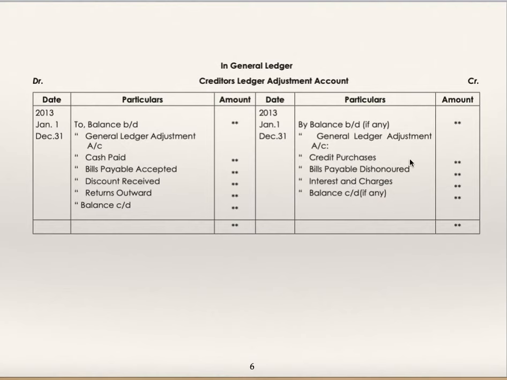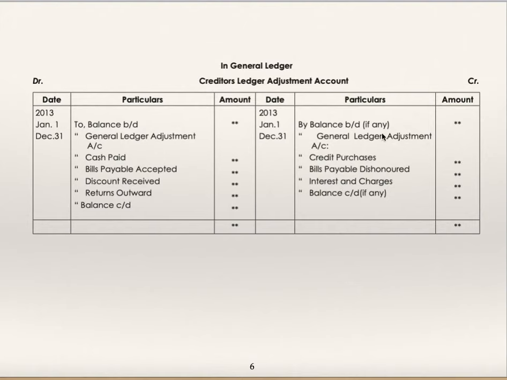Below that, subheads credit purchases, bills payable dishonored, interest and charges. Because of this, creditors balance will increase, so it is to be credited. Cash paid, bills payable accepted, discount received, return outward. Because of this, creditors balance will go down, so this is to be debited. Then closing balances, to balance carried down and by balance carried down. To balance brought down, by balance brought down, same way. To balance carried down and by balance carried down.